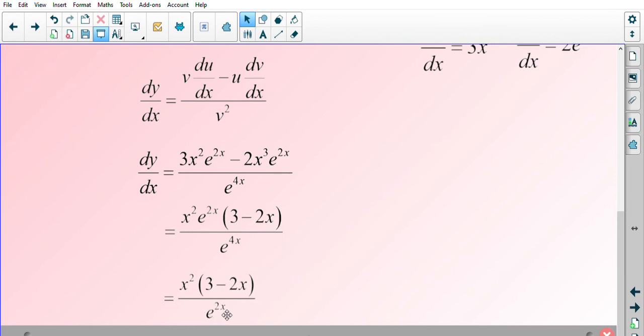So there's a few examples of how to differentiate functions that have an exponential in them. Thank you.